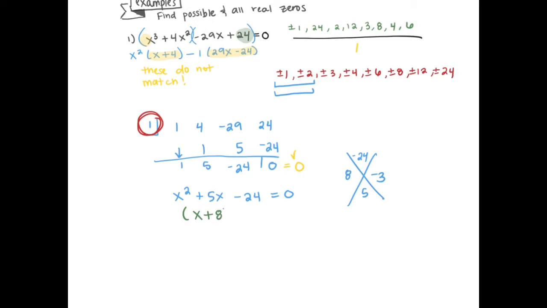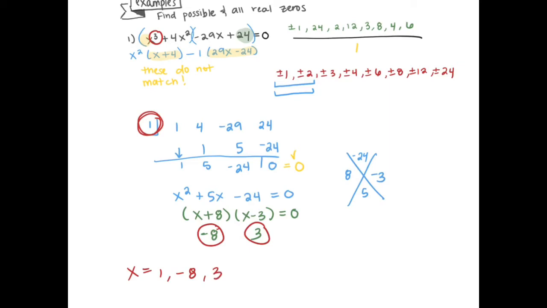Now, when you take that x plus 8 out of the parentheses, the sign's going to change. So I'm going to get negative 8 and positive 3. Notice that I have 3 answers, just like the leading degree. So my answers are 1, negative 8, and 3 in any order.